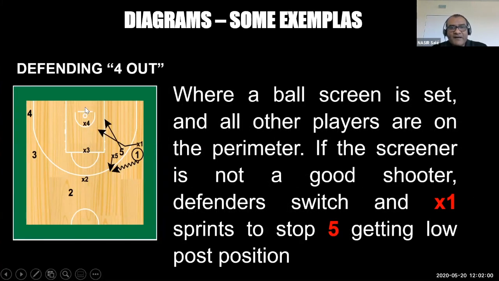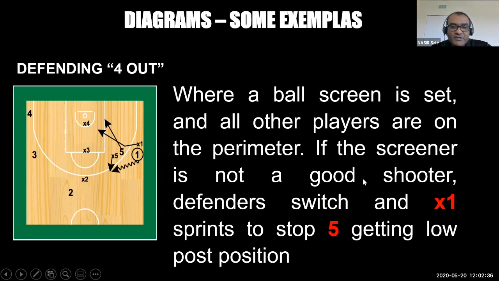This is another example. If we defend with the 4 out and the 1 in, the ball is with the 1, and where the ball screen is set, the other players are on the perimeter. If the screener is not a good shooter, we know this for these situations, because it is important to do scouting beforehand for the many teams we play again. And now we know this.